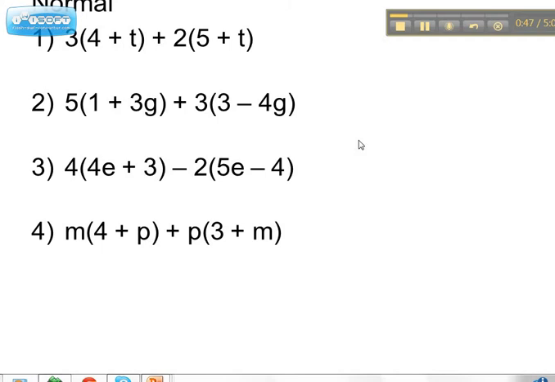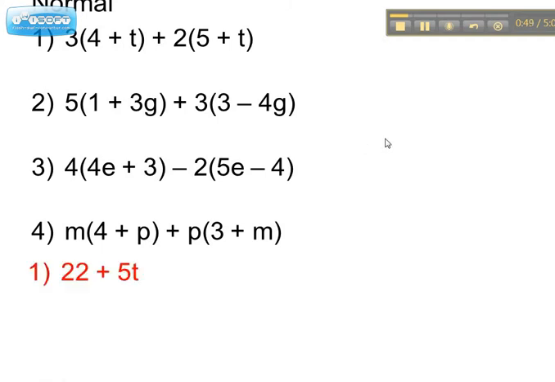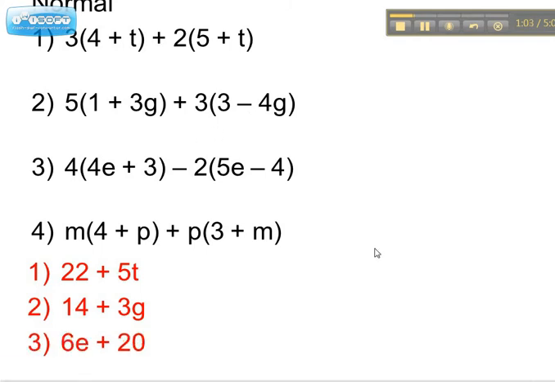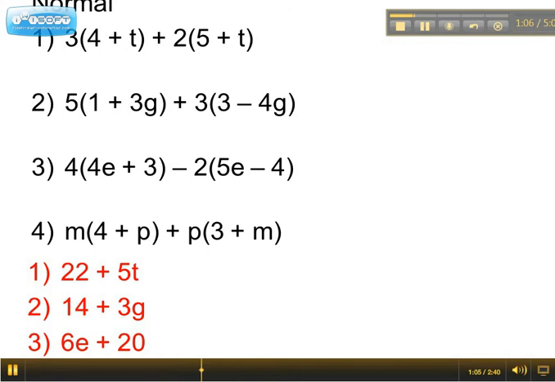So here are the normal answers. The first one was 22 plus 5t once you collected all the terms after expanding. The second one, you had 14 plus 3g. Be really careful with that one with the negatives. Number 3, it was 6e plus 20.